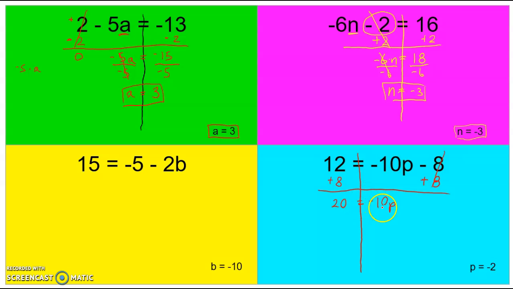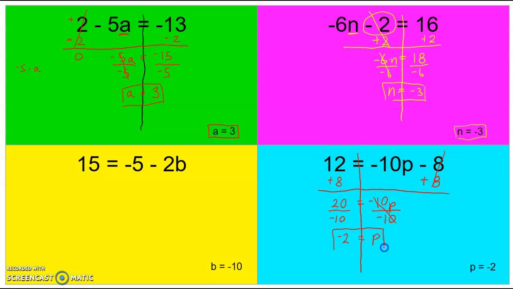Okay, so negative 10p. This is a multiplication problem here, right? Negative 10 times p. Opposite of multiplication, division. Divide by negative 10 on both sides. What are we left with? 20 divided by negative 10 is negative 2, right? A positive divided by a negative is always a negative. And then these two here cancel out, and that is our answer for p.